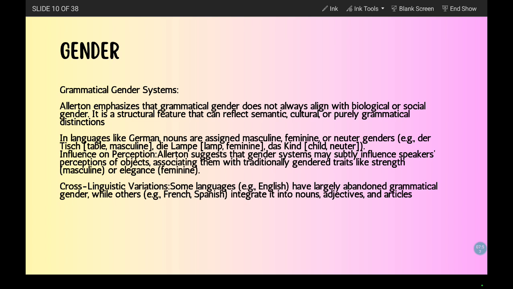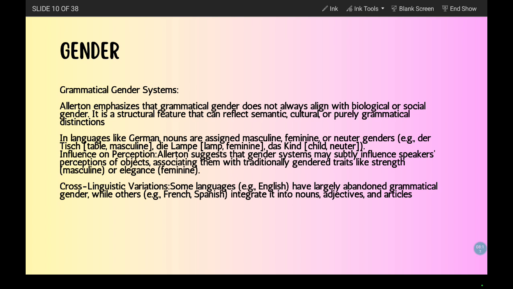Table, masculine. Lamp, feminine. Child, neuter. Influence and perception: Allerton suggests that the gender system may subtly influence speakers' perception of objects, associating them with traditionally gendered traits like strength, masculine, or elegance, feminine.